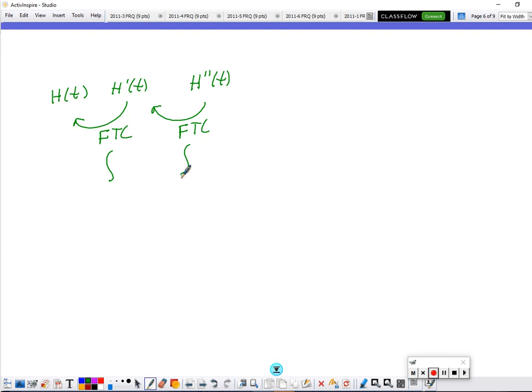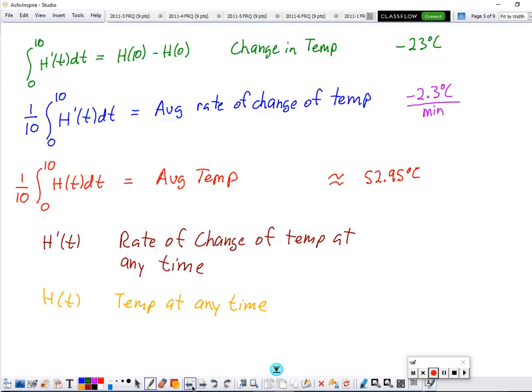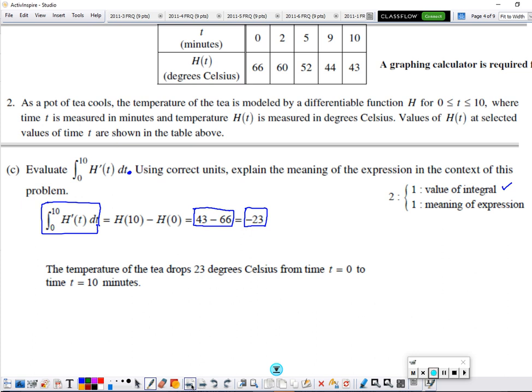So on the previous page, what would happen if you just integrated H and you didn't do the average? Like, what would that do? So if we just integrate H, we're not really finding anything that has physical meaning. I've never seen them ask that. It's a good question. Anyone else? Next one. Back here. So we have found the values. It says using correct units, explain the meaning. Here's the meaning.